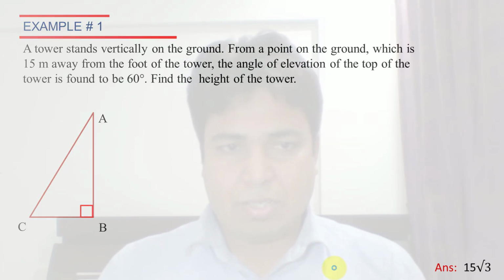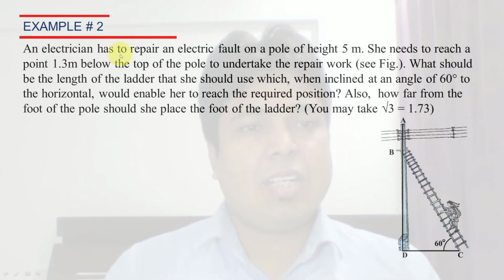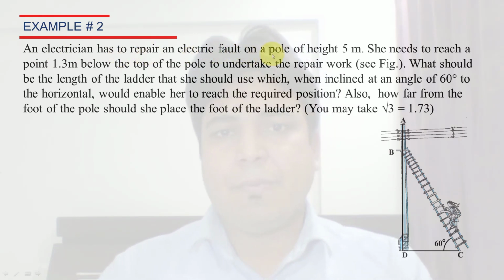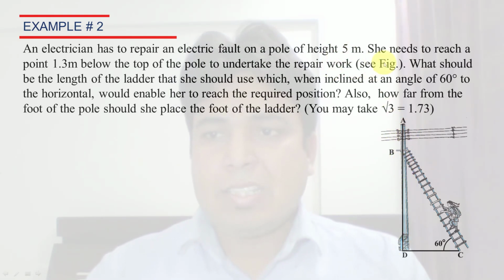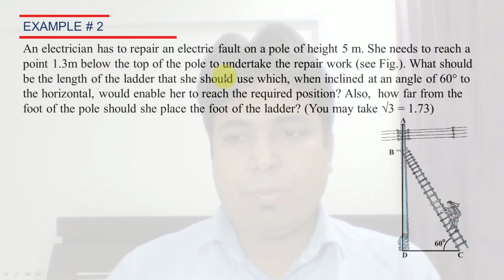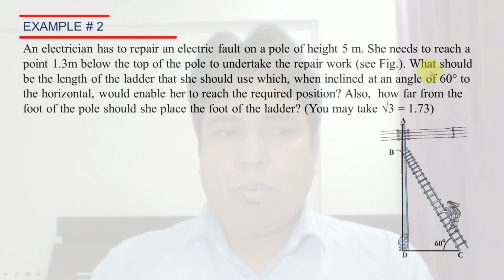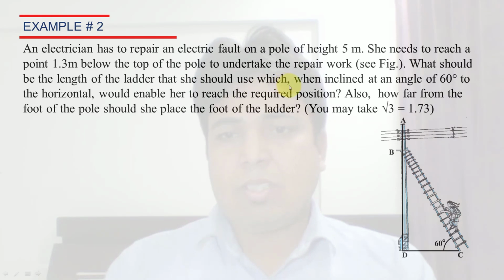Let's move on to another question. Example number 2. An electrician has to repair an electric fault on a pole of height 5 meter. This is the pole of height 5 meter. She needs to reach a point 1.3 meter below the top of the pole. This is the point B, which is 1.3 meter below the top of the pole. What should be the length of the ladder that she should use?